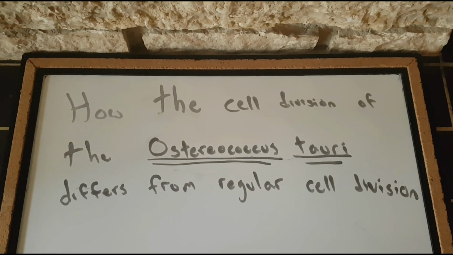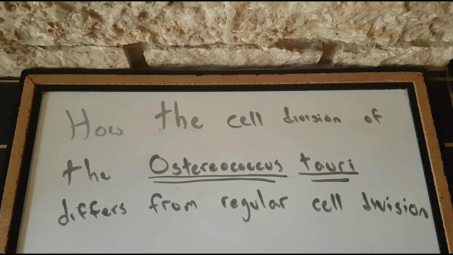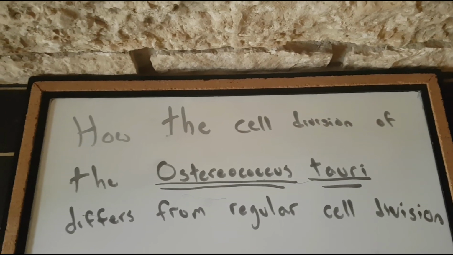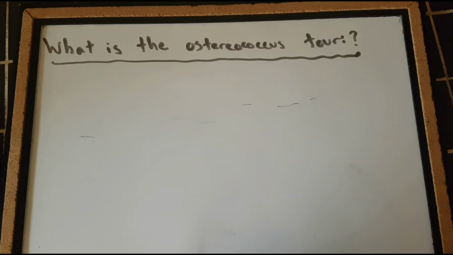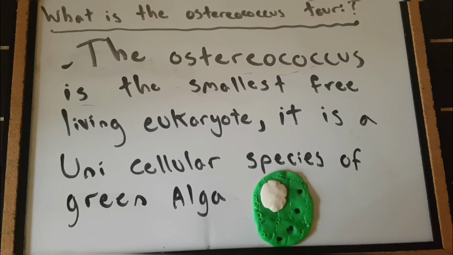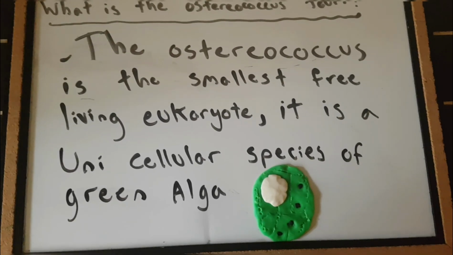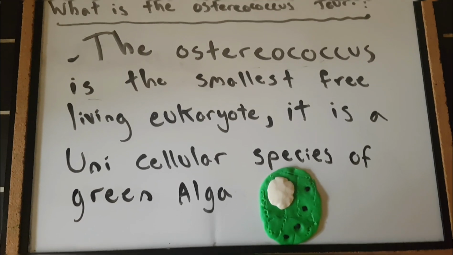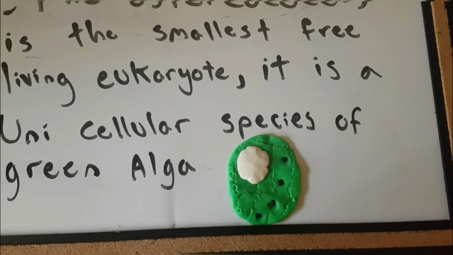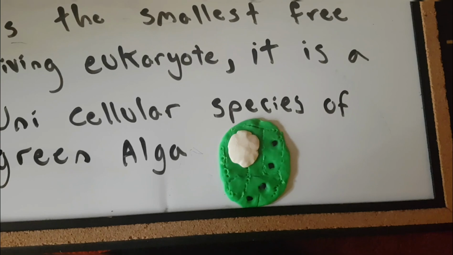During this video, I'm going to show how the cell division of the Ostreococcus tauri differs from regular cell division. So what is the Ostreococcus tauri? The Ostreococcus is the smallest free-living eukaryote. It is a unicellular species of green alga. I've made a little diagram to show you what the cell looks like in a microscope.